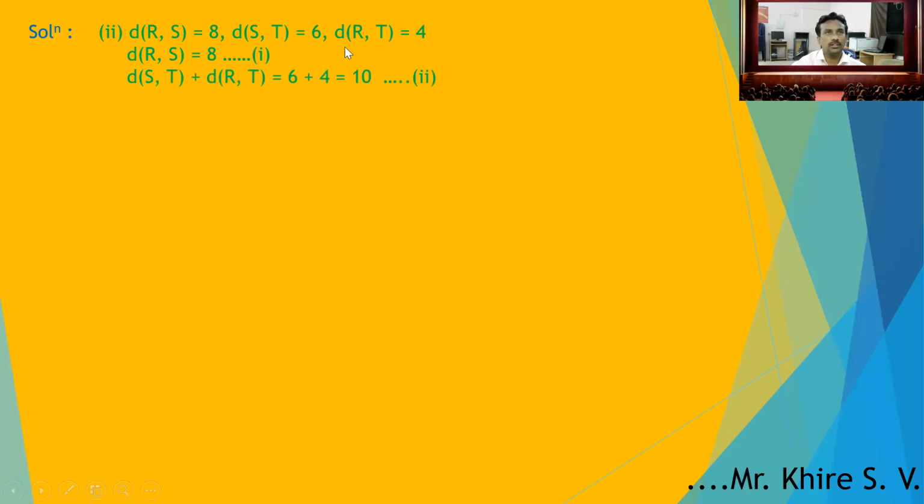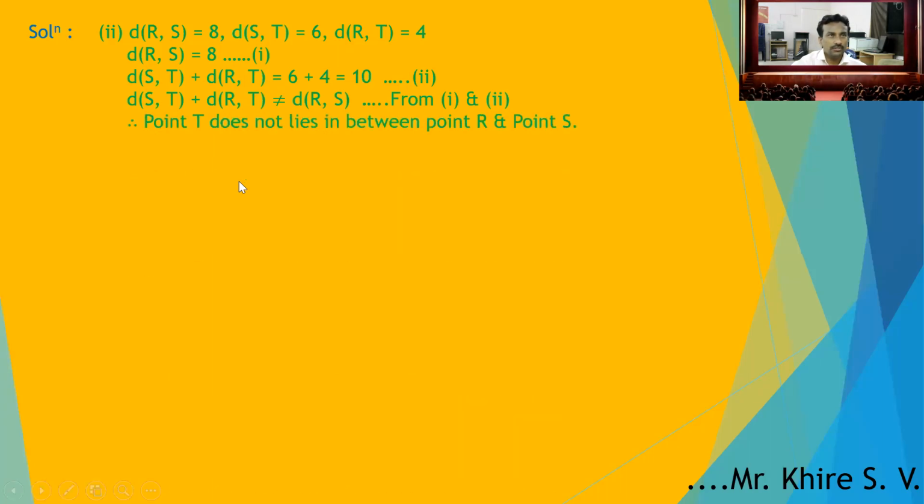Now the sum of the other 2 distances is distance ST plus distance RT, 6 plus 4, that is 10. This is equation 2. Now 8 is not equal to 10. This is first equation and this is second equation; from 1 and 2, 8 is not equal to 10. It means distance ST plus distance RT is not equal to distance RS.